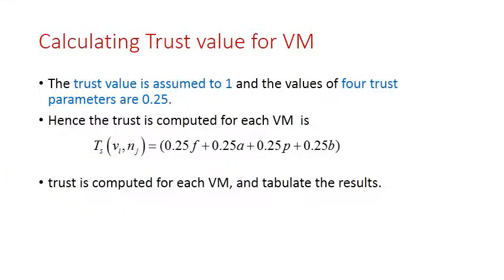Here we will see how to compute the trust of each virtual machine. Assume the trust value is 1 and the weights of the 4 parameters are 0.25 each. Hence, the trust value computed for each machine is 0.25 times the ratio of failed tasks plus 0.25 times availability of firewall and antivirus plus 0.25 times processing power plus 0.25 times network bandwidth. So, the trust value is to be computed for all virtual machines in our cluster and the results tabulated.